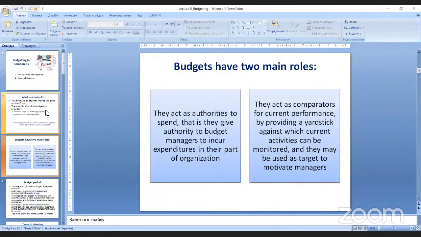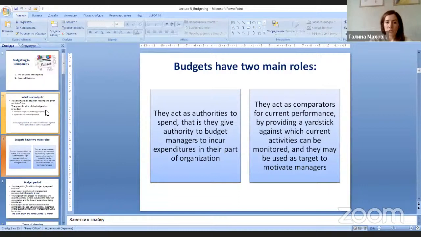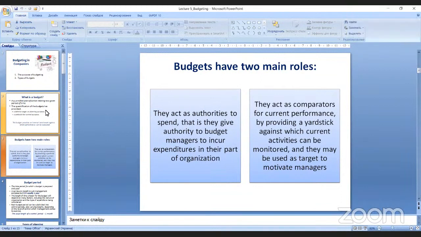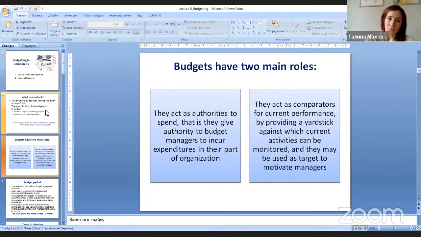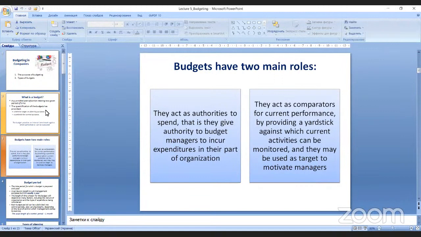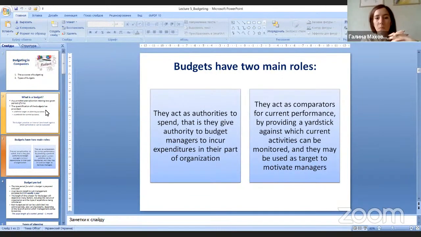Two main roles of budgets are, firstly, the budget gives a manager the opportunity to incur some expenditures in a part of the organization. On the one hand, it's an authority which provides this expenditure. On the other hand, budgets are comparators for current performance, as I said earlier. So on the one hand, it's a plan. On the other hand, it's like a yardstick for measurement of the company's goals, and it can also be used to motivate managers to aim for some goals of the company.